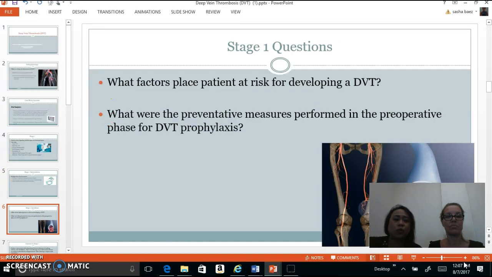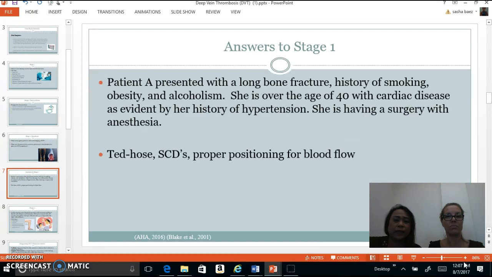The questions for stage 1: What factors place the patient at risk for developing DVT? And what preventative measures were performed in the preoperative phase for DVT prophylaxis? The answer: the patient presents with a long bone fracture with a history of smoking, obesity, and alcoholism. She is over 40 years old with cardiac disease, as evidenced by her history of hypertension. She is having surgery with anesthesia. The prophylaxis is TED hose, SCD, and proper positioning for blood flow.